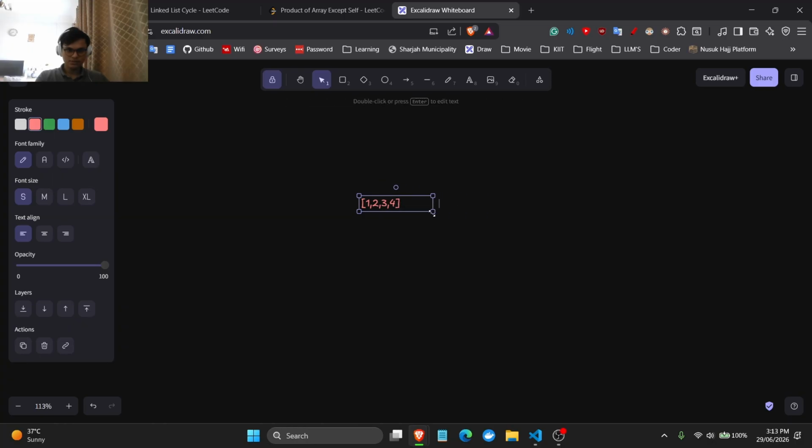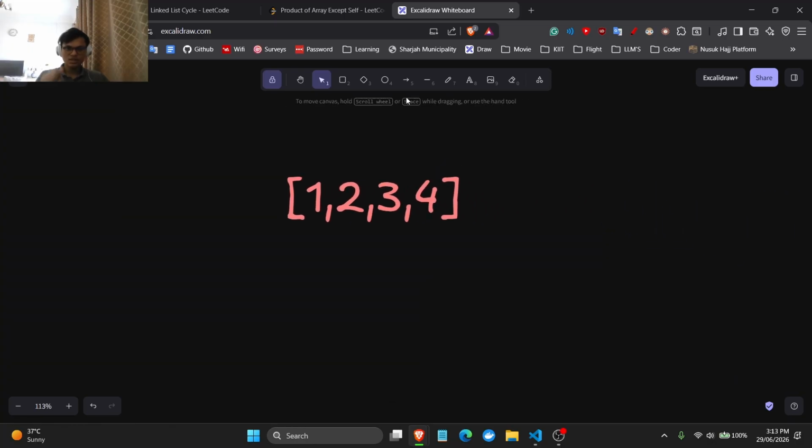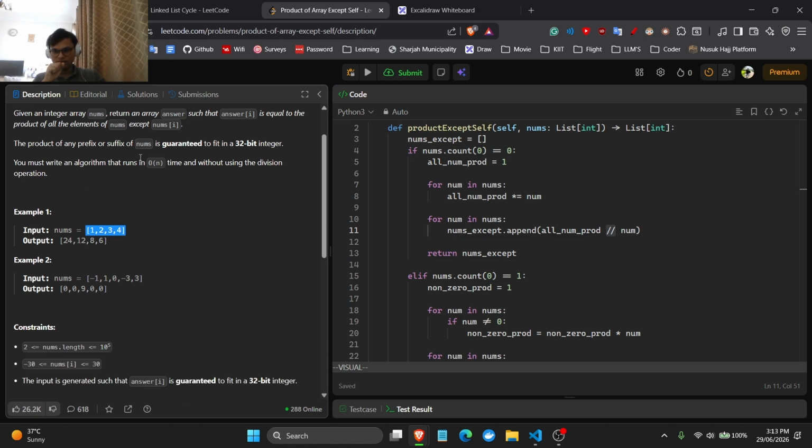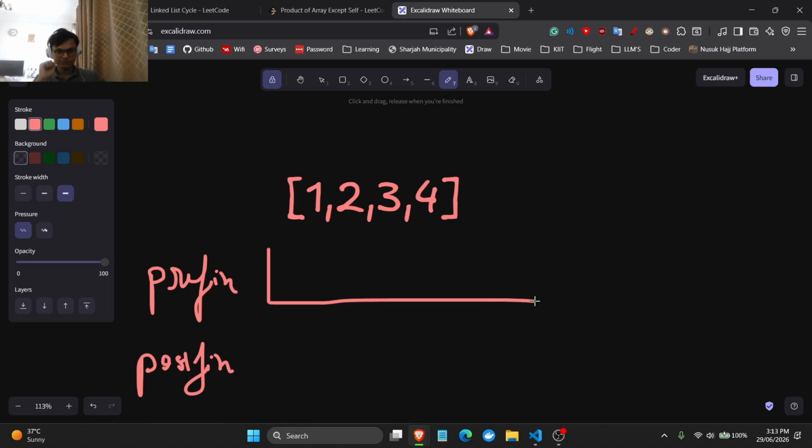Okay, increase the size. Okay, good. The way he told me is we have to make a prefix array and a postfix array. Over here you will notice that we don't really care about the space, so we can have some extra.